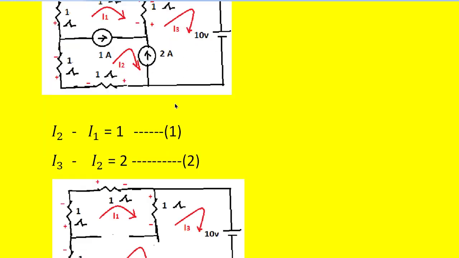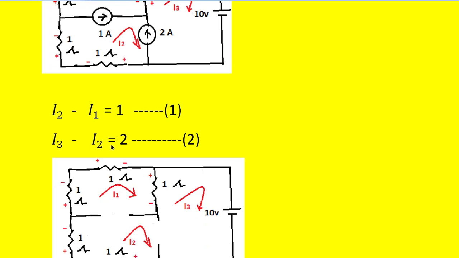There is another equation for the other current source. Here, if you see, the I3 direction and the 2 ampere current source direction are one and the same, whereas I2 is flowing in the opposite direction. So the difference of I3 and I2 is nothing but 2 amperes. So we write I3 minus I2 is equal to 2, that is equation 2. So the third step is over.